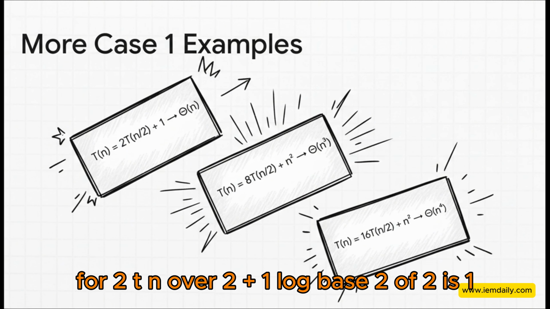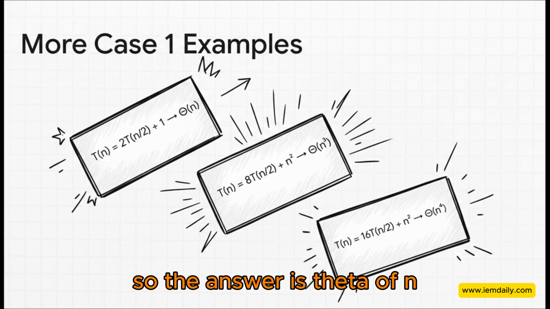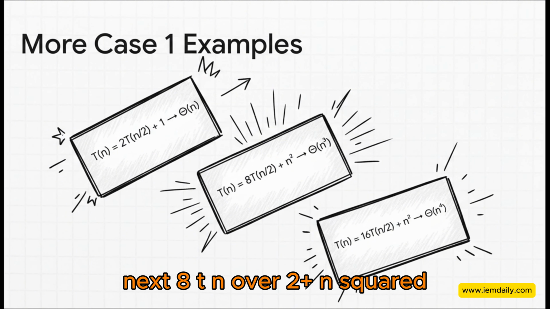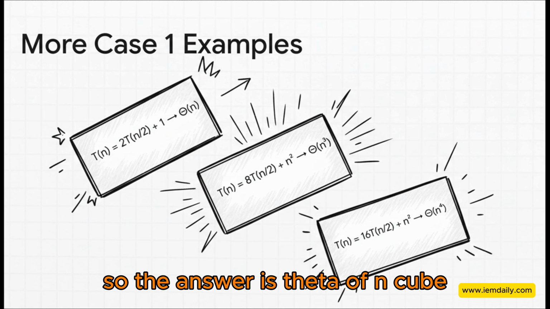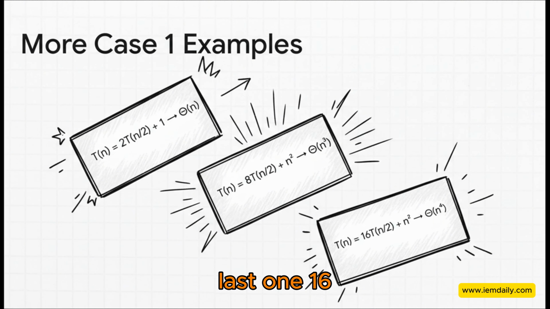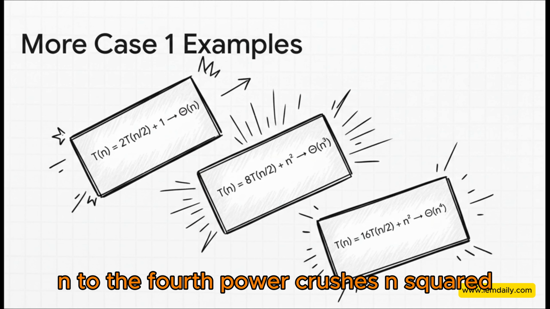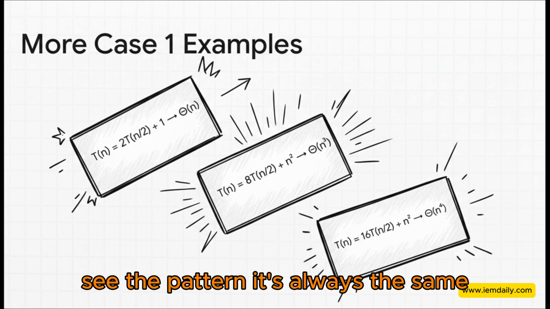For 2T(n/2) + 1, log base 2 of 2 is 1, n to the 1 is obviously bigger than a constant 1, so the answer is Theta of n. Next, 8T(n/2) + n squared, log base 2 of 8 is 3, n cubed beats n squared, so the answer is Theta of n cubed. Last one, 16T(n/2) + n squared, log base 2 of 16 is 4, n to the 4th power crushes n squared, giving us Theta of n to the 4th. See the pattern? It's always the same.